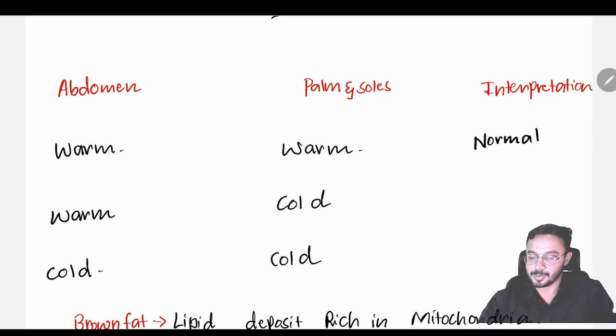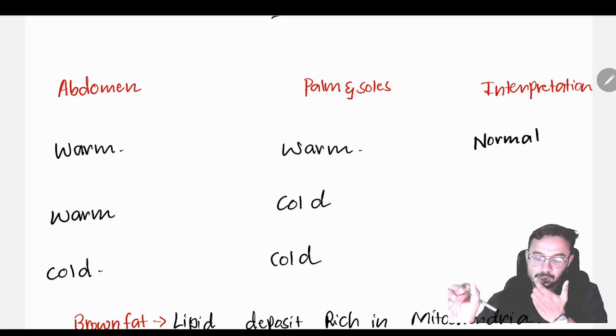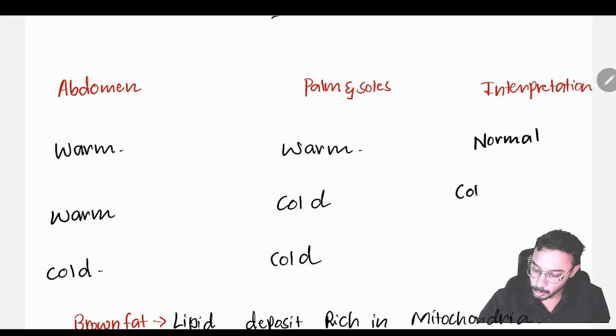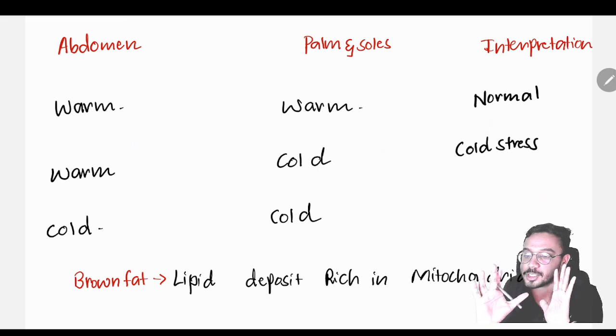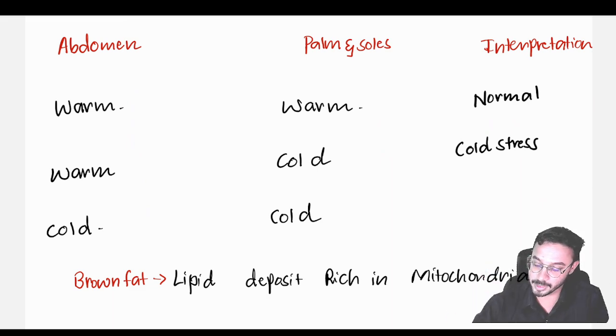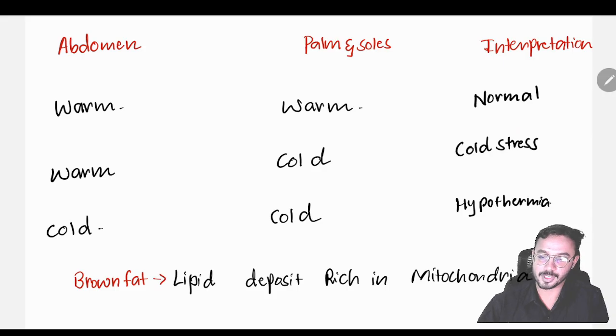Abdomen is warm and palms are cold, so then the baby is having mild hypothermia, that is also called cold stress. Okay, and if the abdomen is cold and palms and soles are also cold, then the baby is having hypothermia. Okay, so this is about the touch method which is used.